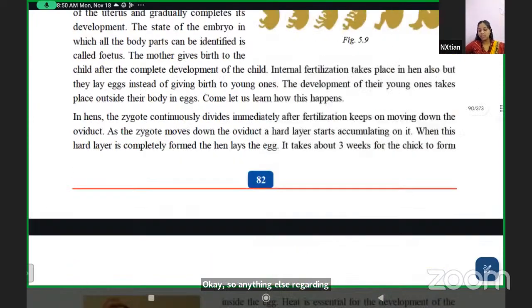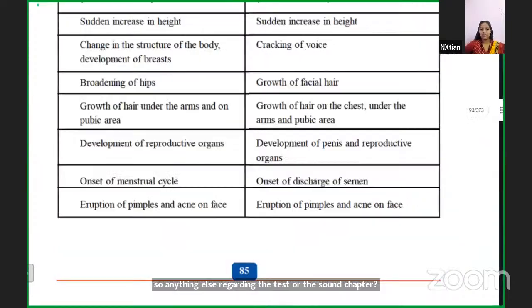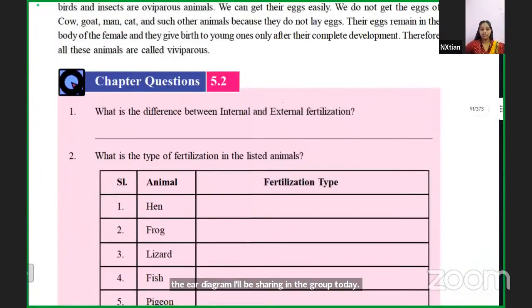The ear diagram I'll be sharing in the group today. Okay, study it. All right. You can mark the three parts: outer ear, middle ear, and inner ear. I'll be sharing a simpler diagram in which you can mark the parts, the eardrum, the ear canal, and all of that. Okay, study about how the hearing process takes place.